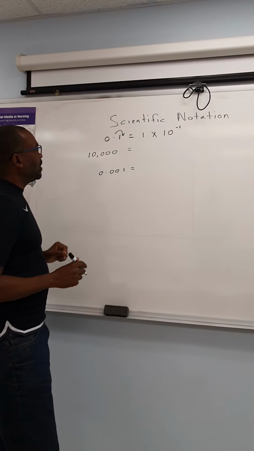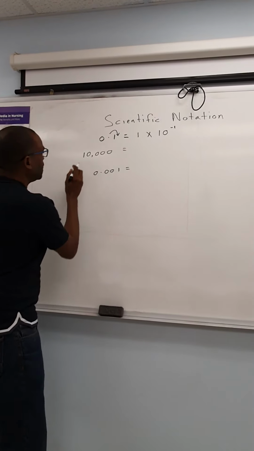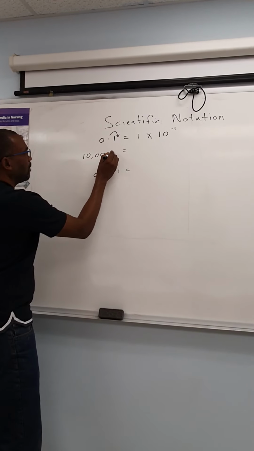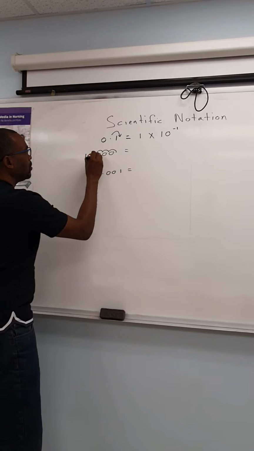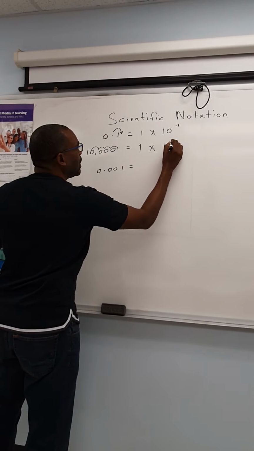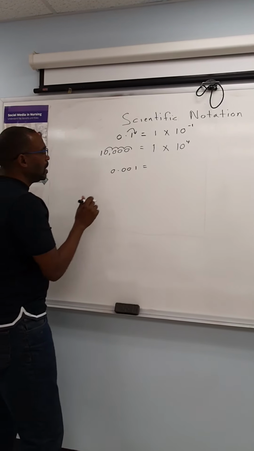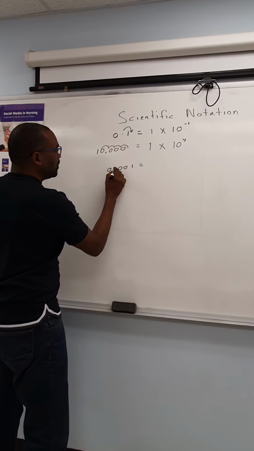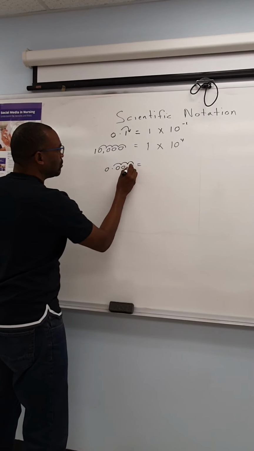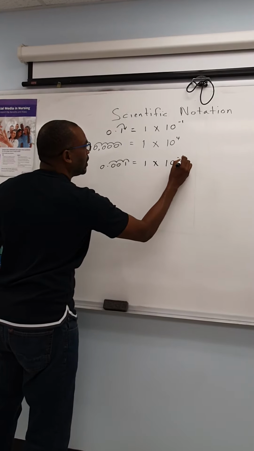In this case, 10,000, we need to get the decimal place to the right side of the first non-zero digit, which is this 1. So we have to move the decimal place 1, 2, 3, 4. So it's 1 times 10, and we move the 4 spaces. In this case, 0.001, we have to move the decimal place 1, 2, 3. So it's 1 times 10 to the -3.